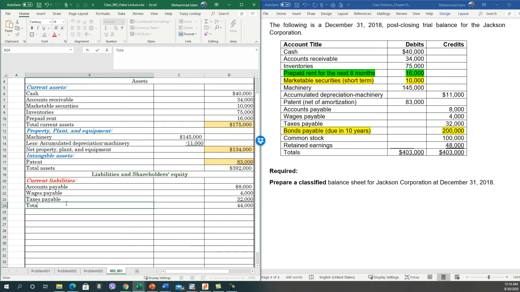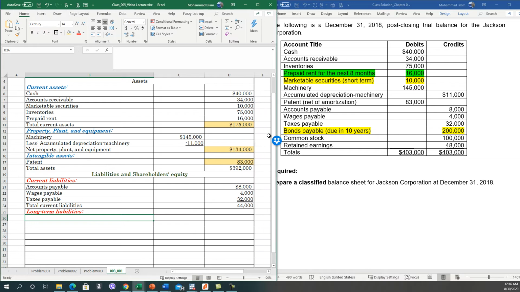Total current liabilities. Okay, so this is our total current liabilities. Now we have long-term liabilities. I'm using the red color again and the bold, so we can easily see this one. Let me just, okay, it's better now.